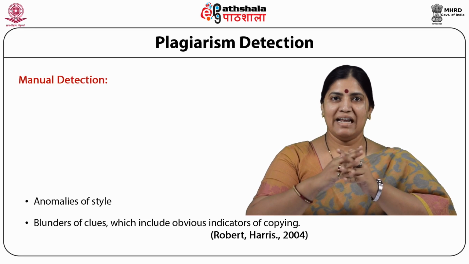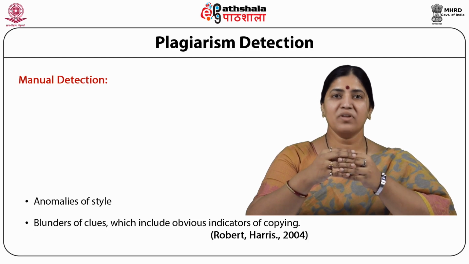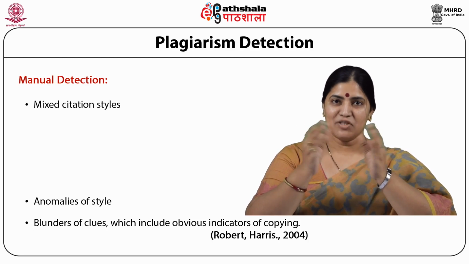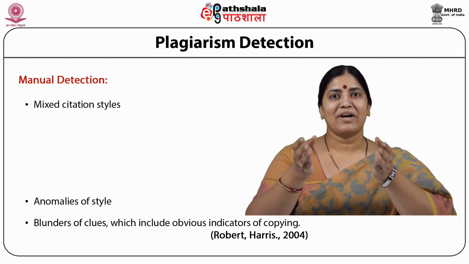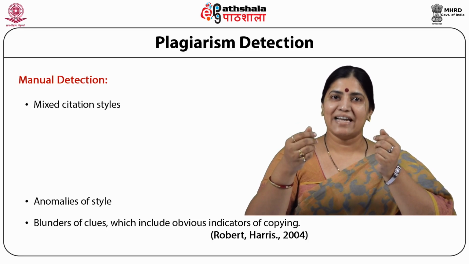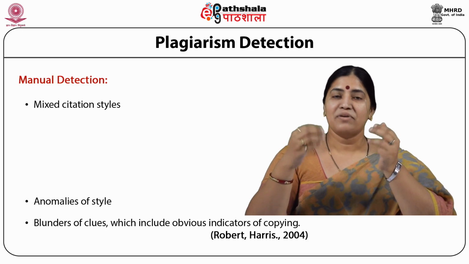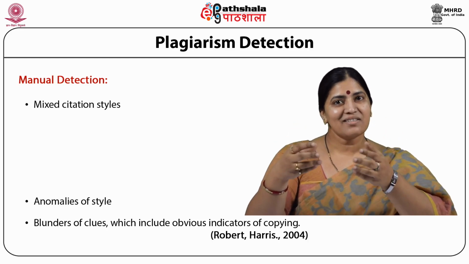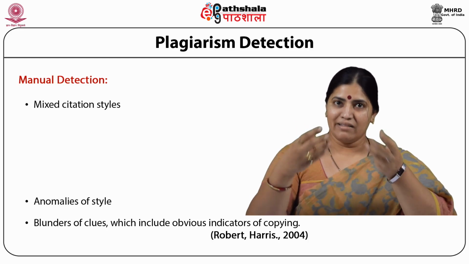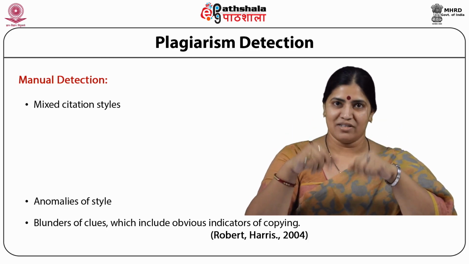Plagiarism detection can be done manually in various ways. For example, mixed citation styles, where a student or an author provides a variety of citation styles in one paper. We have different citation styles like APA, Chicago Manual, etc. So if a paper has various citation styles in referencing as well as in citation, then an experienced academician can easily find out that the paper has been plagiarized.